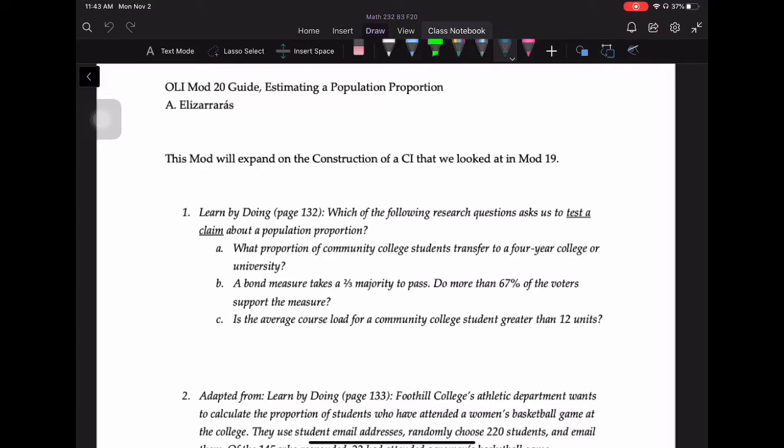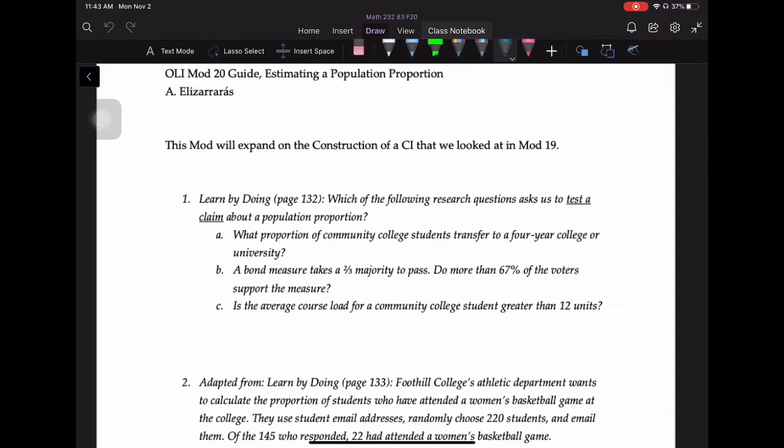First, we want to know which one of these questions asks us to test a claim about a population proportion. Now, testing a claim is where we're determining, like, is this percent less than last year? Is this percent the same or different than last year? Those are some different ways that you could perform a test. Now, this question says, what proportion? The second question says, do more than. And the last question says, average course load, and greater than. Those are the things that stand out to me.